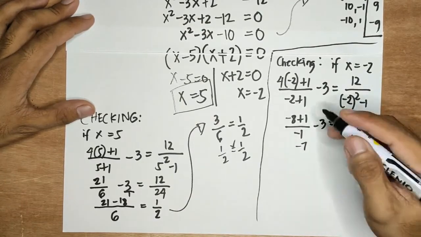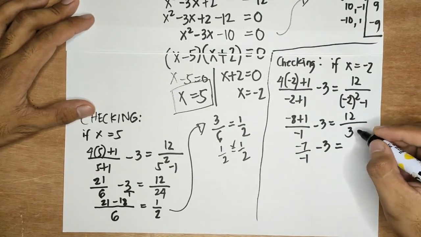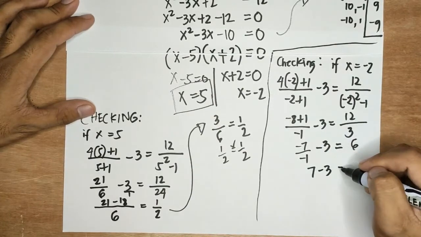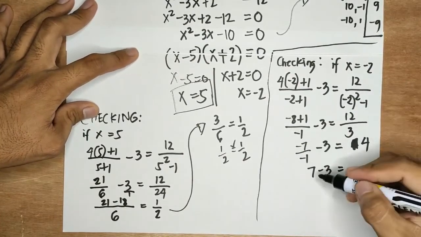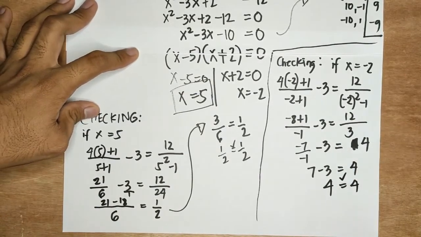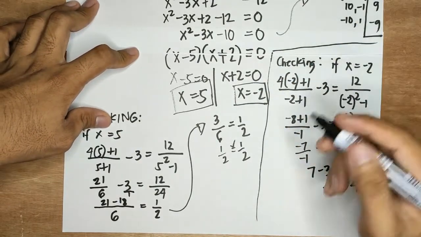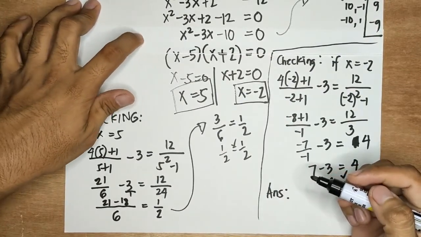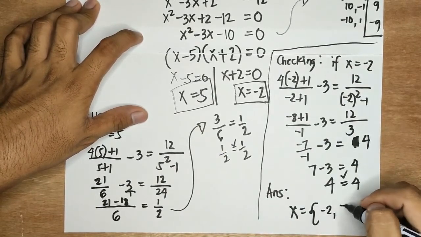Negative 8 plus 1 is negative 7 all over negative 1 minus 3 is equal to 12 divided by 3 is 4. So negative divided by negative is positive, so 7 minus 3 is equal to, we bring down 4, 7 minus 3 is 4, 4 is equal to 4. So since it gave us a true statement as well, ibig sabihin, part din ng solution set si negative 2. Therefore, if ganyan yung scenario, ang nakuha mo ay dalawang values ni x, you write your answer in this format. X is equal to negative 2 and positive 5.